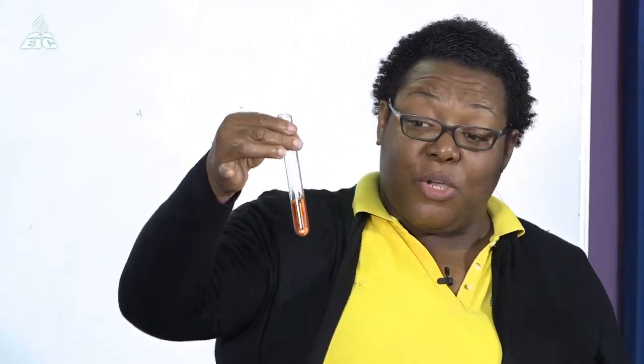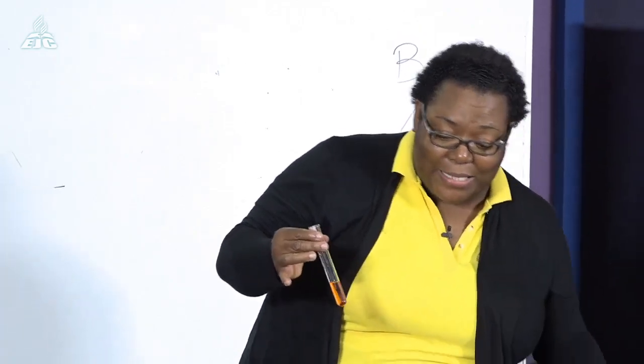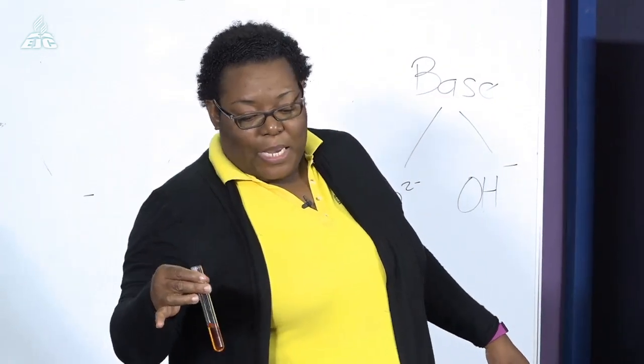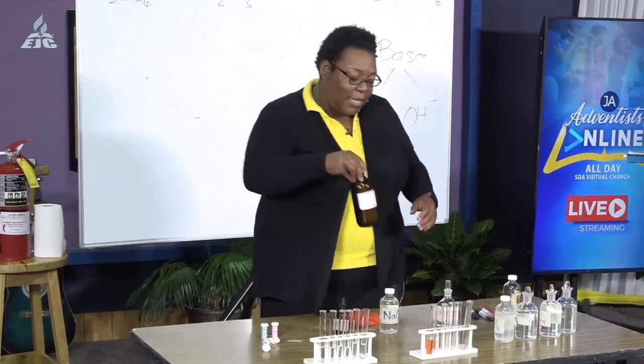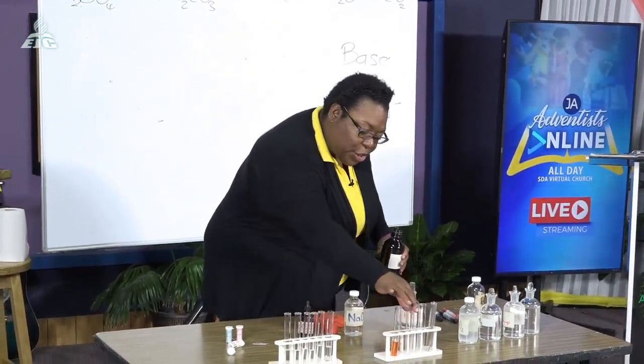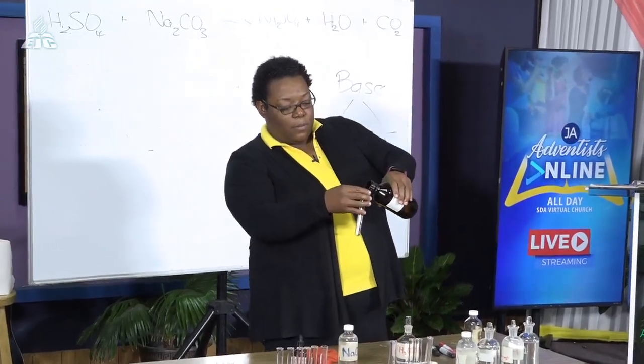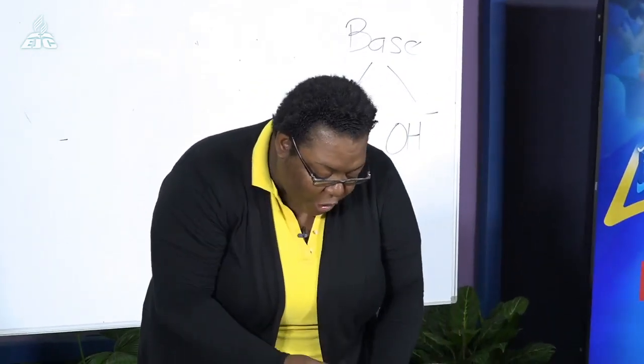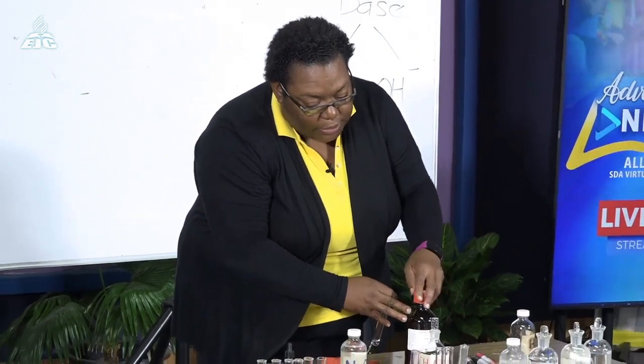Beautiful. All right, so again, we said that indicators are dyes, substances which have one color in an acid, but another color in a base. And the final one I have here is phenolphthalein. I'm going to be adding phenolphthalein to a fresh test tube. Phenolphthalein is colorless, just as if it were water.